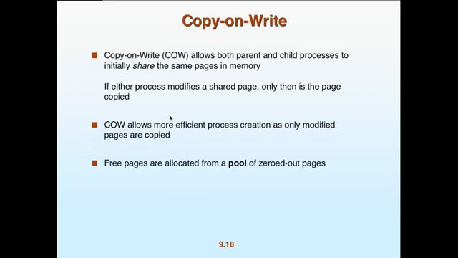The copy on write allows more efficient process creation, as only modified pages are copied. Which is kind of interesting, because going back to what I said before about the backing store, why waste writing something if it hasn't been changed? So we copy the information over when it's been changed, which is where copy on write is coming from. If there's been a write, then update it. If not, just reads to the memory, leave it alone. We don't have to worry about it.